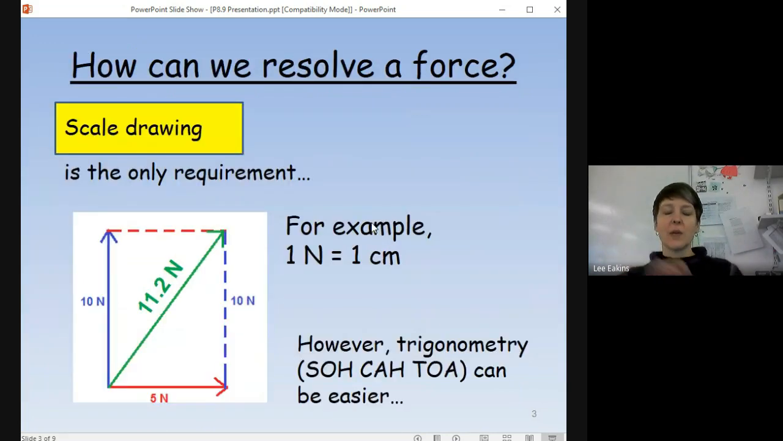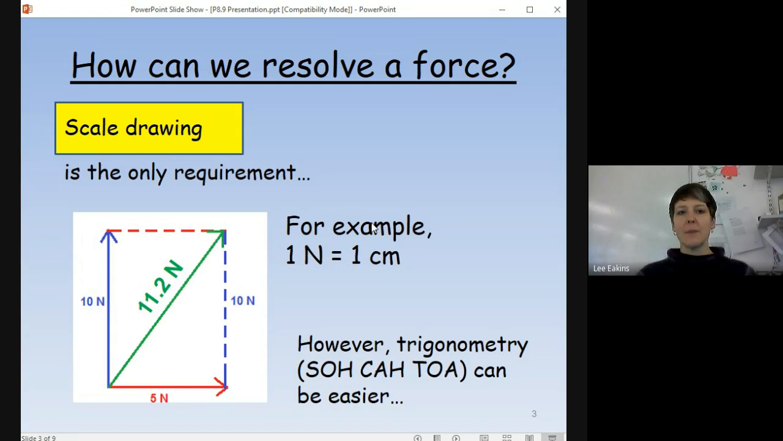All right, so there's two different ways we can do this. One is using a scale drawing, and the other is using trig, so some maths. So the scale drawing is really useful when the forces are not at right angles. It's usually easier to use trig, but I am going to show you how to use a scale drawing because technically you do not need to apply trig for GCSE problems.